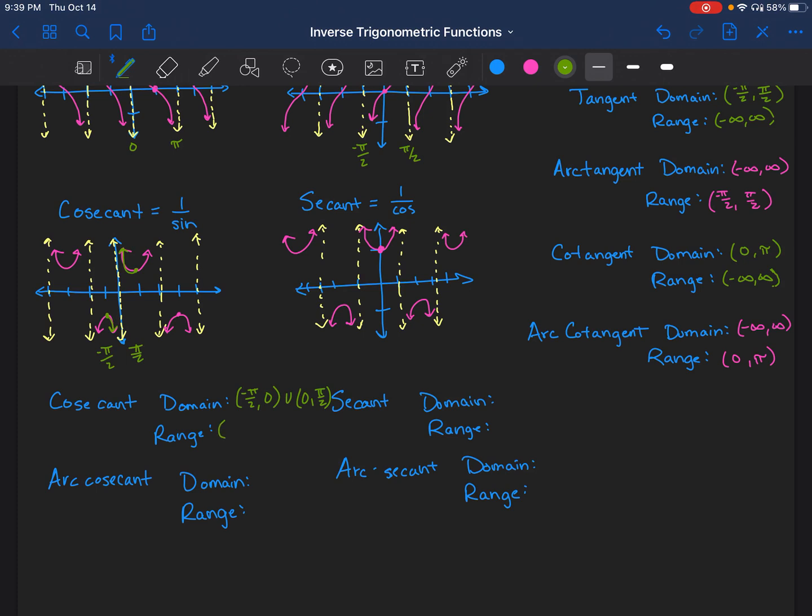And the range, be careful again writing the range. So this is going to go from negative infinity to negative 1. It does hit negative 1, so I'm going to put a bracket, and then it picks up at 1 and goes to infinity. Secant's going to be very similar, although again, be very careful here.